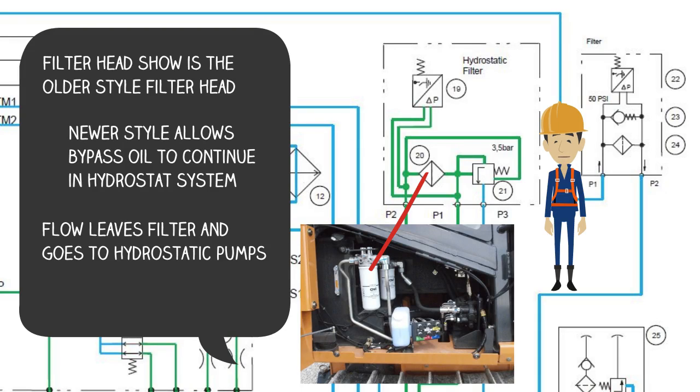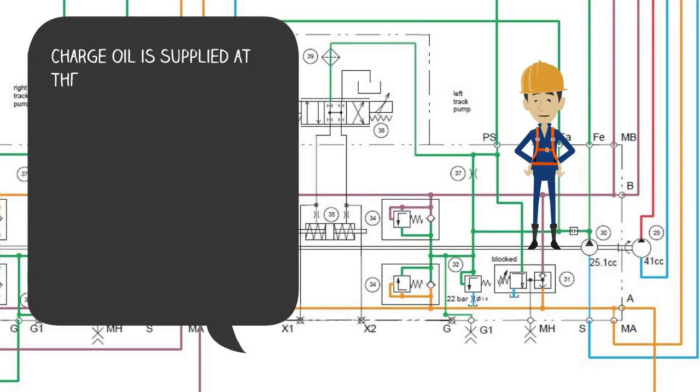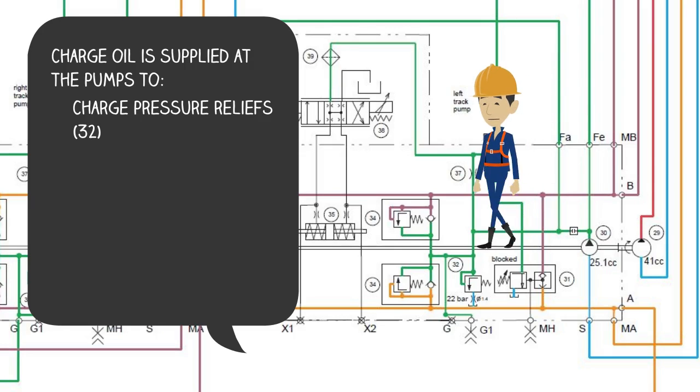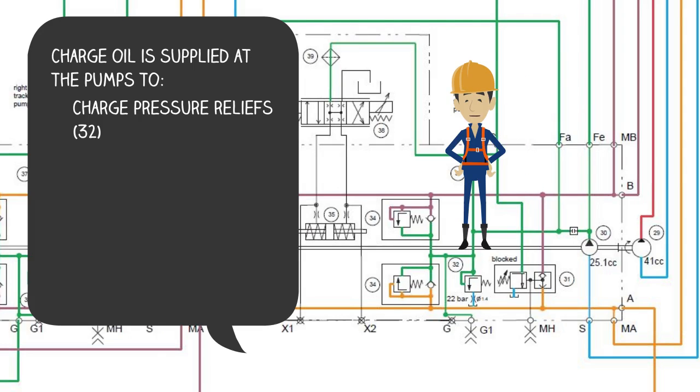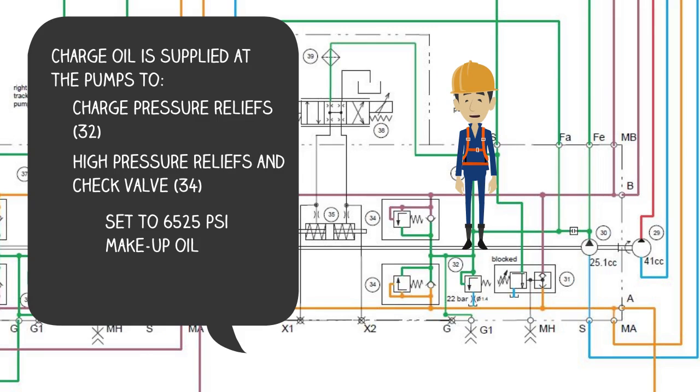Let's go back down to the pumps. As you see, the charge oil is supplied to the pumps for charge pressure reliefs, items 32, high pressure reliefs, and check valve, item 34. The high pressure reliefs are set to 6,525 psi, and the check valve allows for charge oil to be used as makeup oil in the loop. For example, if oil is lost by pushing over relief, oil has to be added back into the system. We'll also see later on that oil leaves the loop at another location.